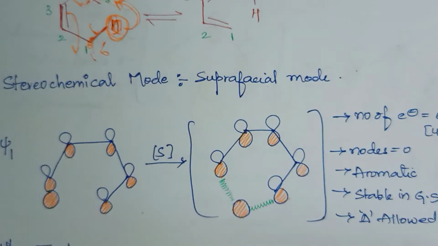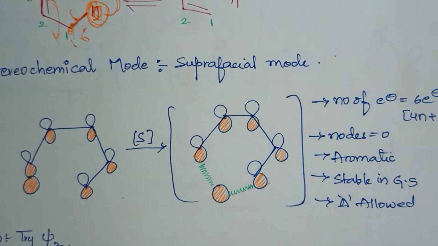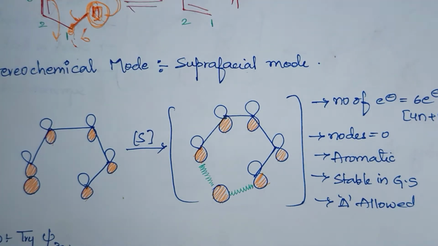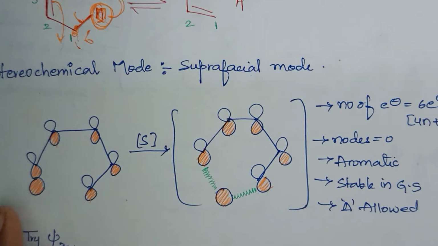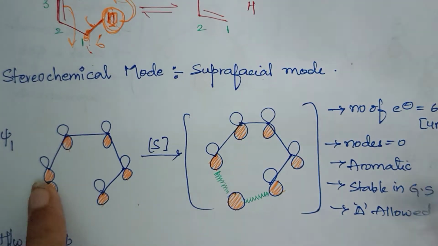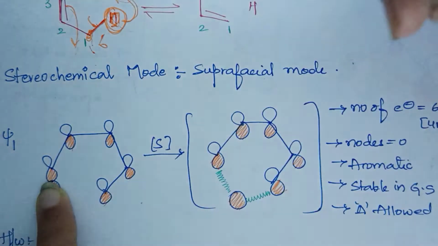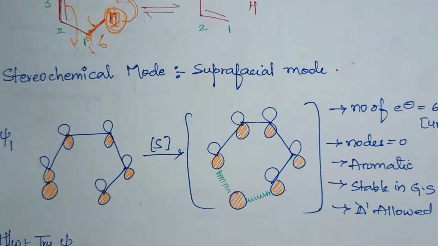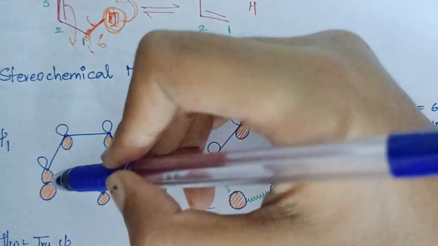Now when you see the stereochemical mode, first we will go for suprafacial. Now when I take suprafacial, what system am I taking here? The 1,5 suprafacial. For example, first I will take Xi1. See, here I am taking Xi1 as the example. When you take Xi1 as the example, all shaded lobes will be towards the same side. How to draw this is: here this is attached to hydrogen, that's the reason I have kept a lobe.